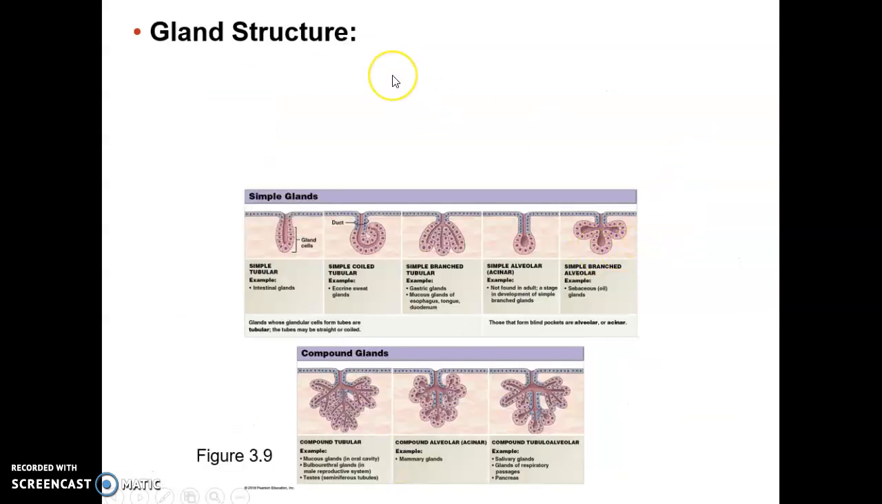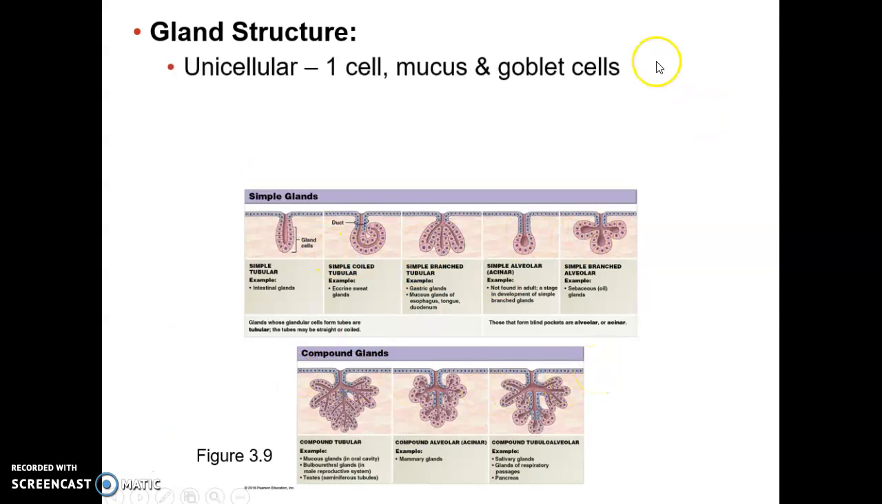Okay, very simple coverage here of gland structure. Here's figure 3.9, and it gets kind of involved, but we'll keep this simple, okay? If it's a unicellular gland, it's only one cell, and they don't even show you that here. A unicellular gland structure is one simple cell, and it secretes mucus, for example, like the goblet cells that we'll see with things like pseudostratified ciliated columnar epithelium.